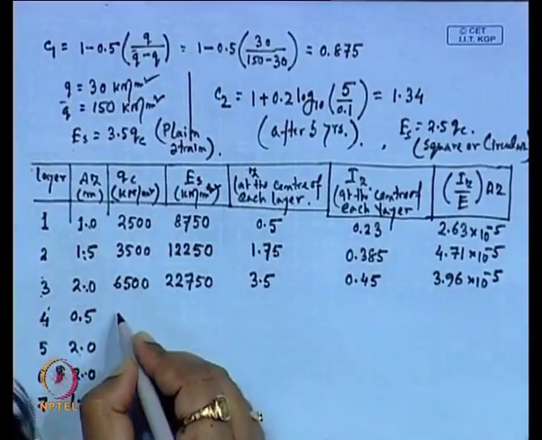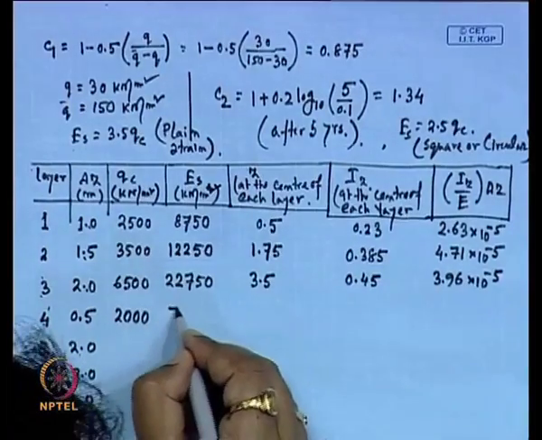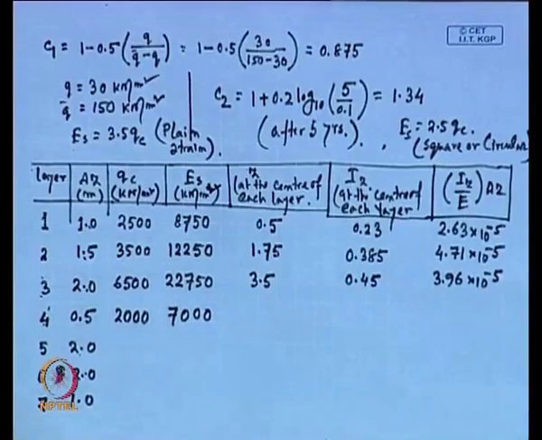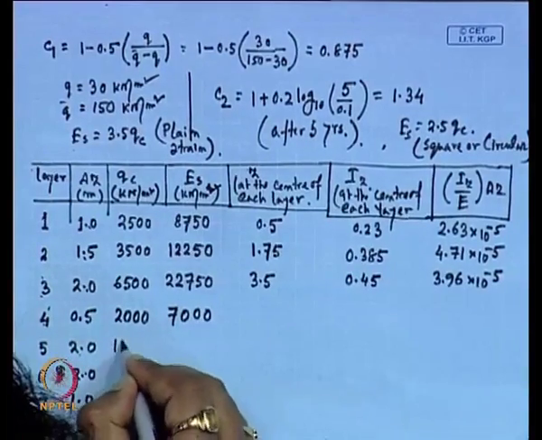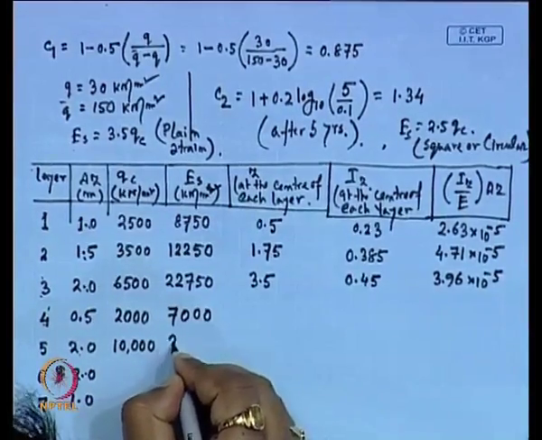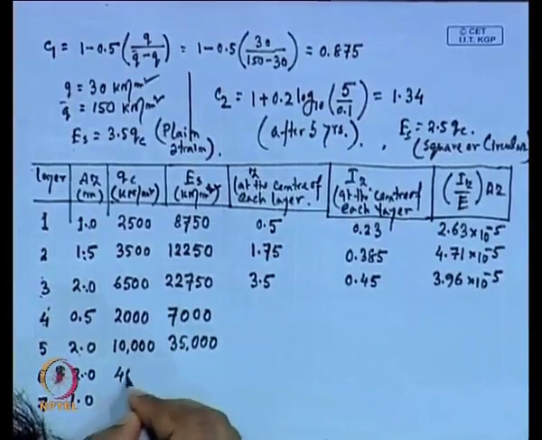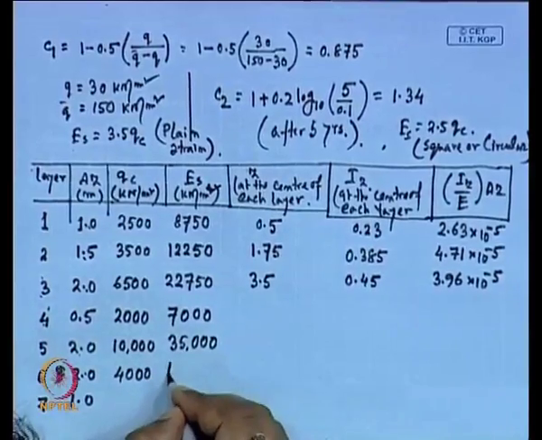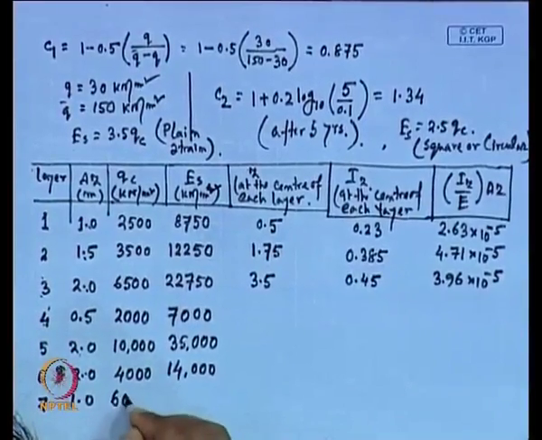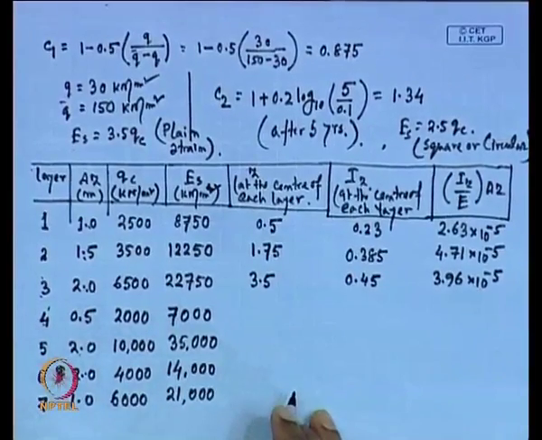And the corresponding qc value here is 2000, say, and E will be 2000 into 3.5, this is 7000. For this 2 meter layer, this is 10,000 qc, so this E value will be 35,000. For the 6th layer, this is 4,000, corresponding E will be 14,000 kilonewton per meter square. For the last layer, this is 6,000, corresponding E will be 21,000.